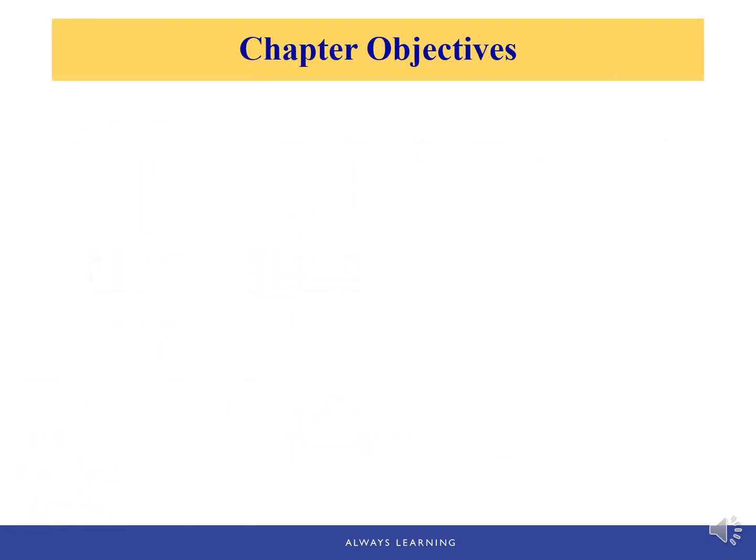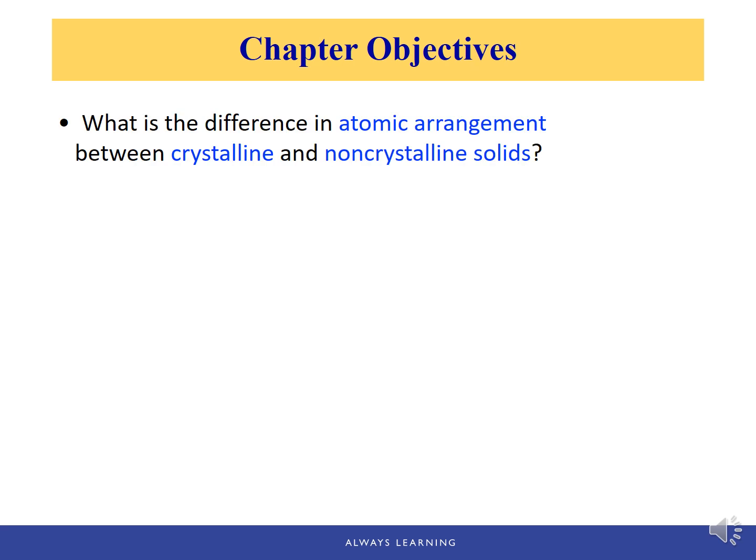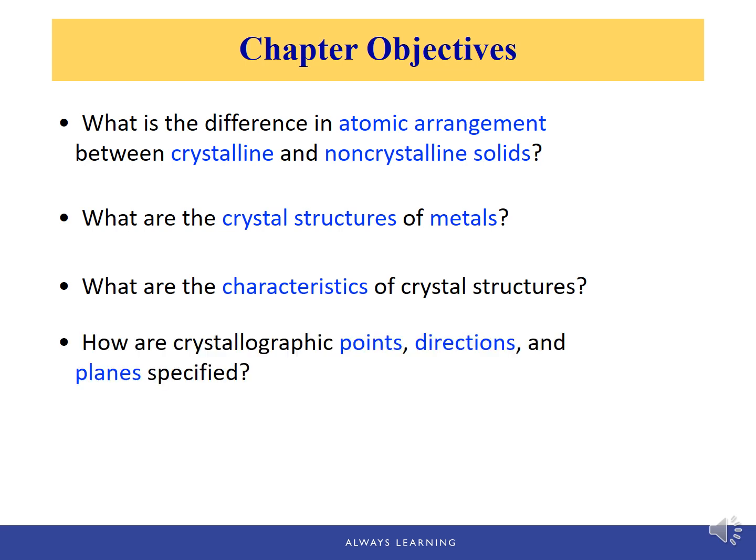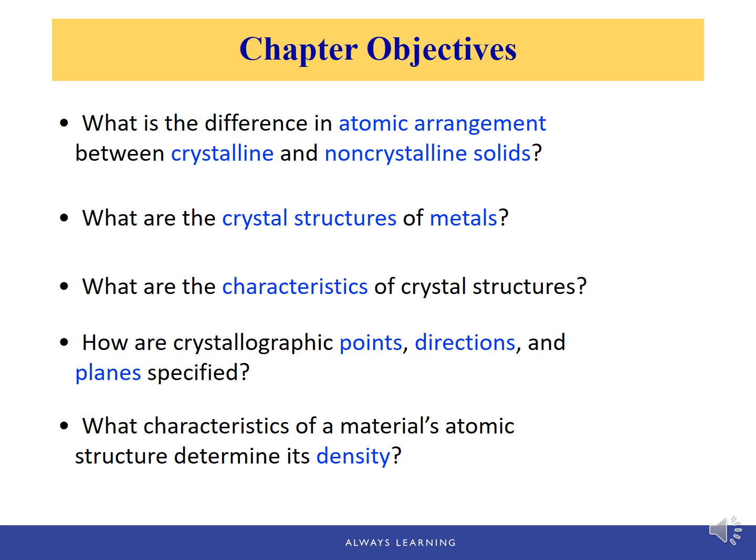After studying this chapter, you should be able to answer the following questions. What is the difference in atomic arrangement between crystalline and non-crystalline solids? What are the crystal structures of metals? What are the characteristics of crystal structures? How are crystallographic points, directions, and planes specified? What characteristics of a material's atomic structure determine its density?